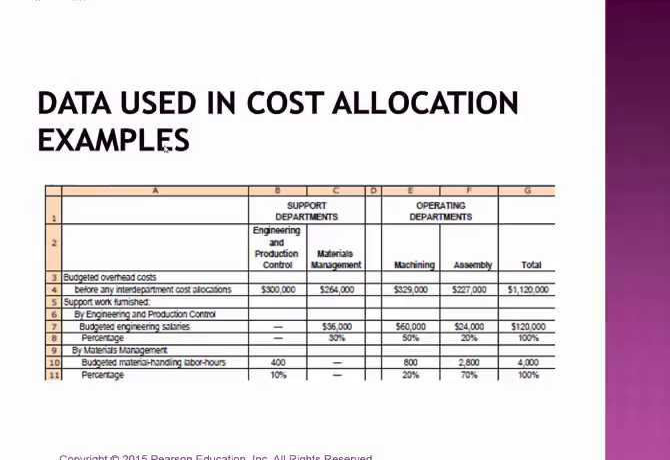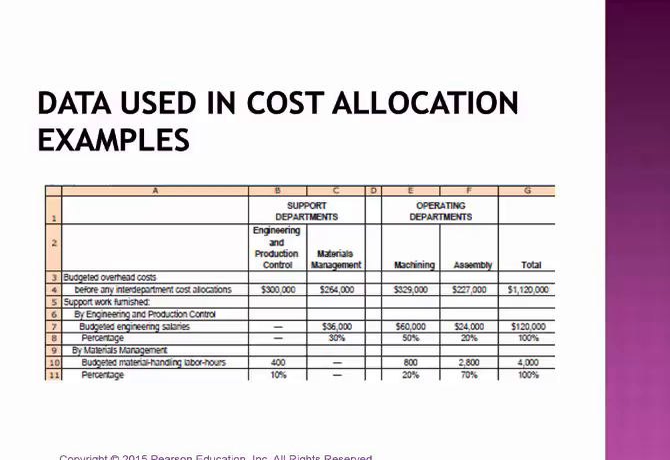All right, so we've got this company. Our support departments are the engineering and production control department and the materials management department. We've been doing some stuff with materials management already, but now we're going to look at how we get the costs that are in these two further on into the operating departments. Okay, so the engineering and production control, you can see that they have budgeted overhead cost of $300,000, and materials management has $264,000 worth of budgeted cost.